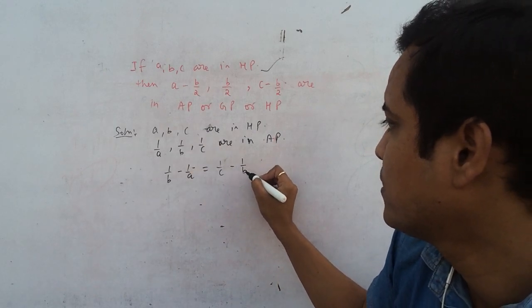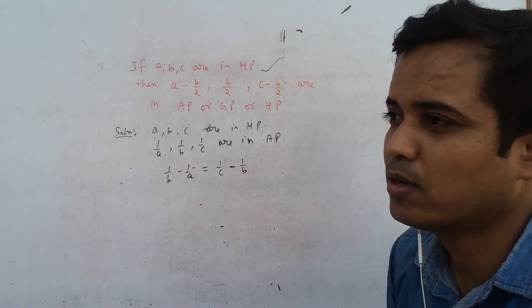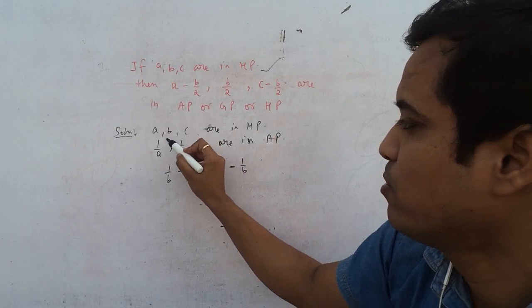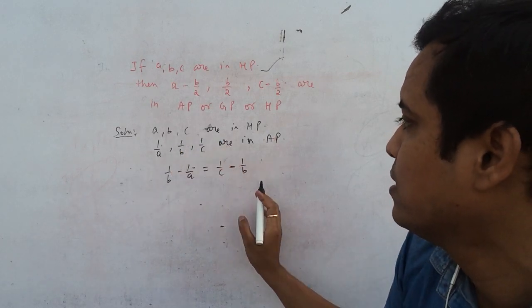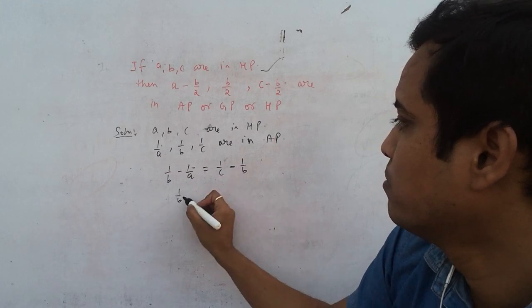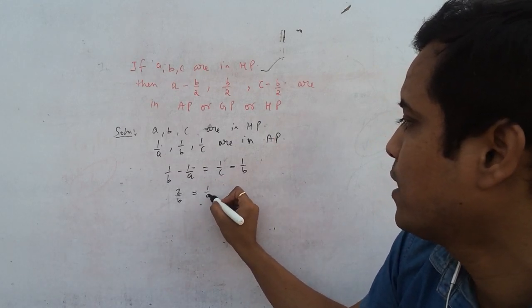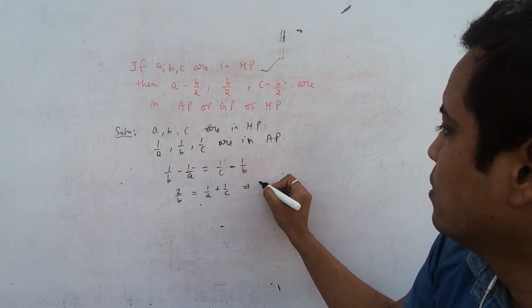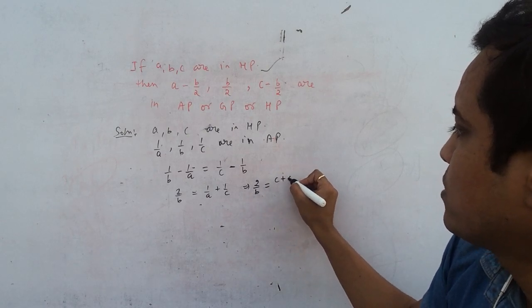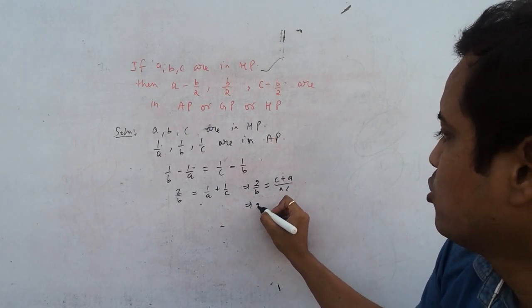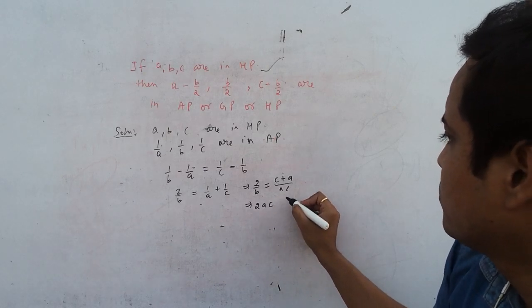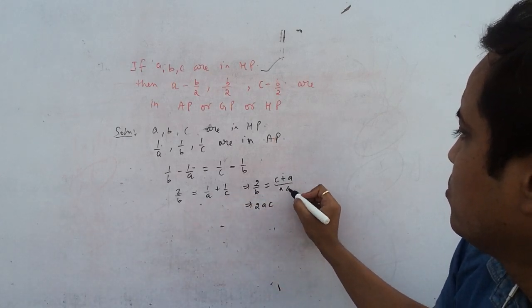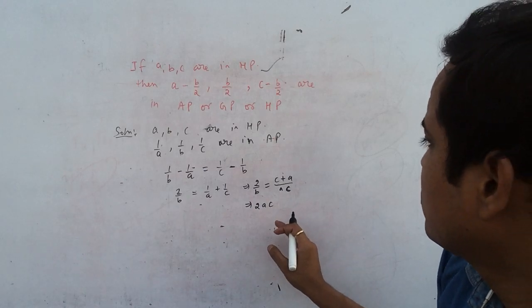That means you know that the difference of a term with the preceding term is equal. So 1 by B, preceding term is 1 by A; 1 by C, the preceding term is 1 by B. So 1 by B plus 1 by B, 2 by B equal to 1 by A plus 1 by C. So here we would get 2 by B equal to C plus A upon AC, means 2 by B equal to AC. So yes, you can write.